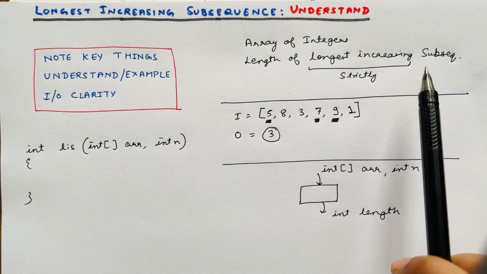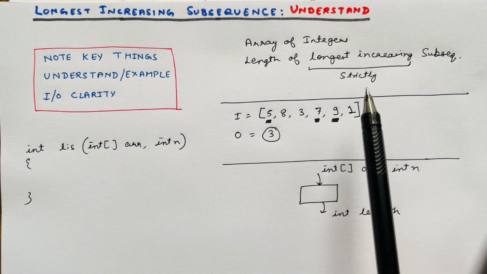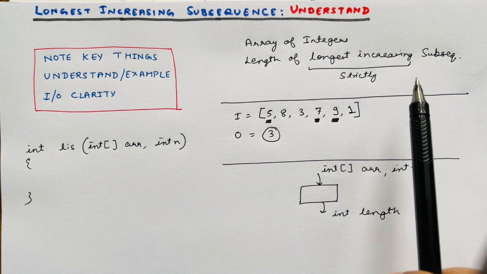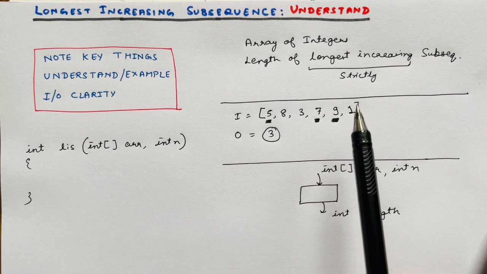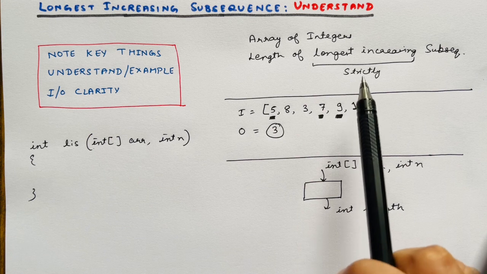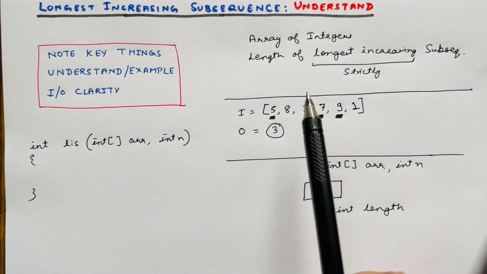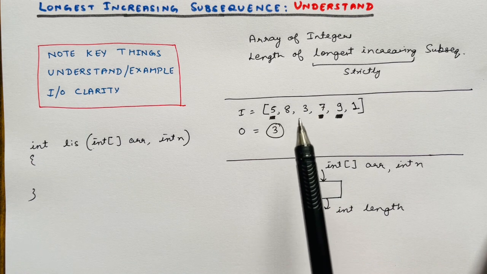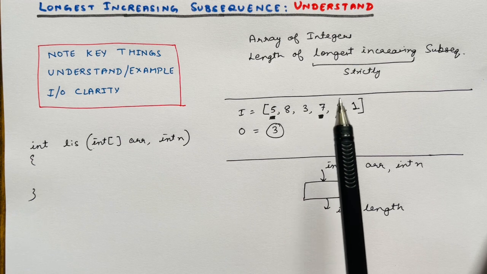So subsequence means we have to return some elements of this array, but those elements have to be in order. Then increasing subsequence means every element of that subsequence should be greater than the previous element. Then the question also mentions that it should be strictly increasing subsequence. That means every element of that subsequence should be greater than the previous element. Even equal won't do. That element cannot even be equal to the previous element.